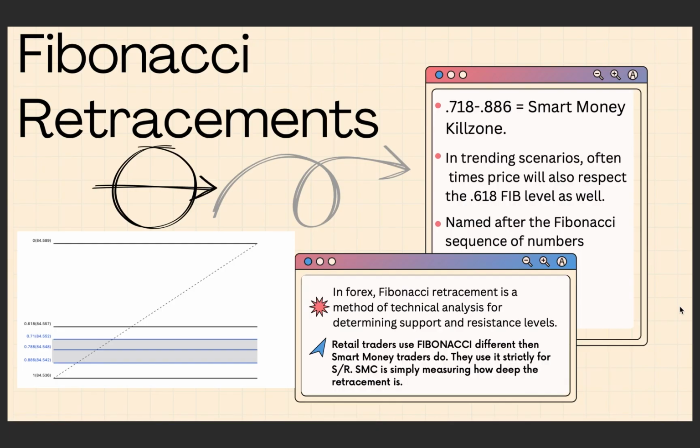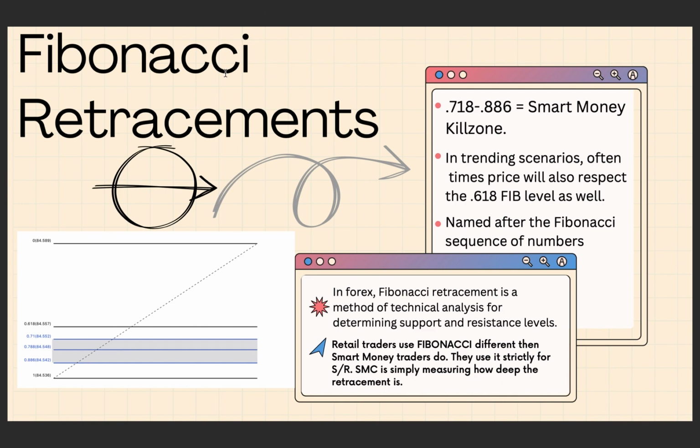The 718 to the 886 is the smart money kill zone. That's my smart money kill zone. In trending scenarios, oftentimes price will also respect the 618 fib level as well. So just to reiterate, this is the 886 to the 718. It only shows to the 0.71 one here, but this is the 886 to the 718. This is the kill zone, and then the 618 is right here. This is your Fibonacci retracement tool, and I'll show you more about that on the next slide.